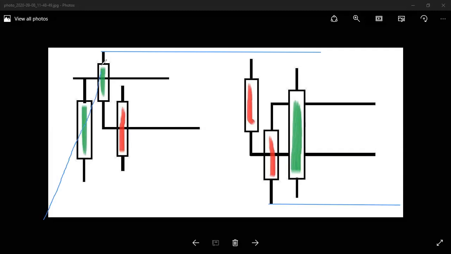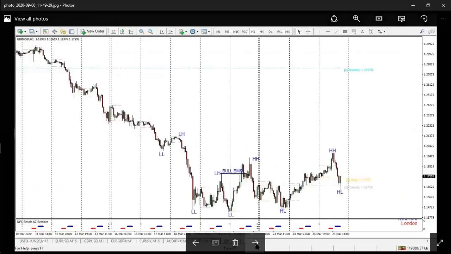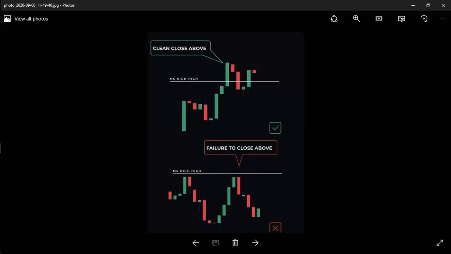So if this was a higher high, then a higher low, then when you see this, when price breaks this high here, this is what we call a BMS. That's a BMS. And what is a BMS?